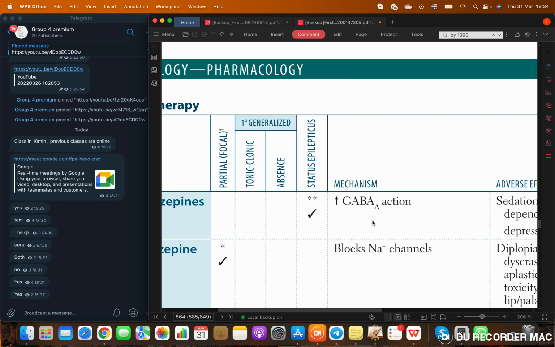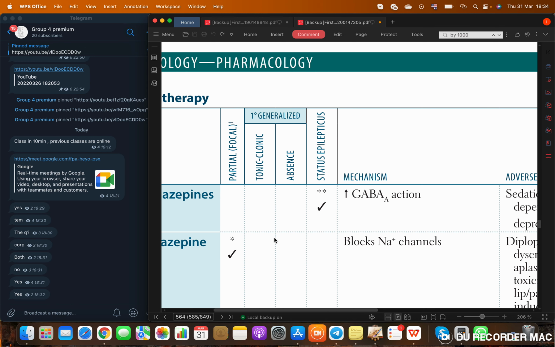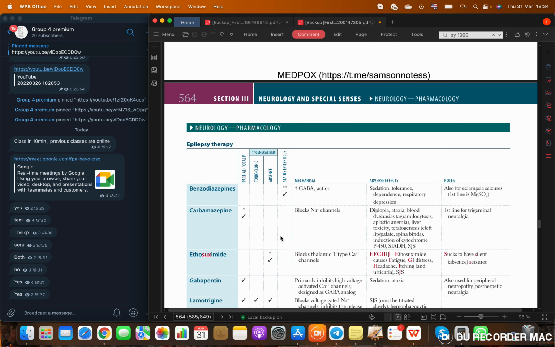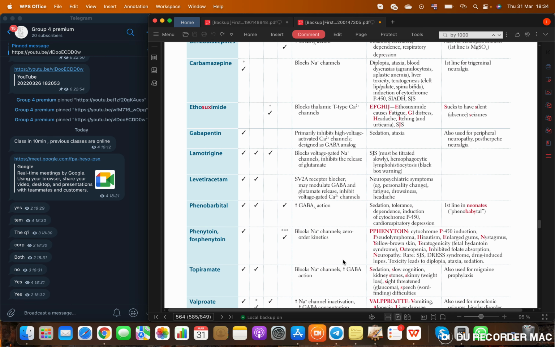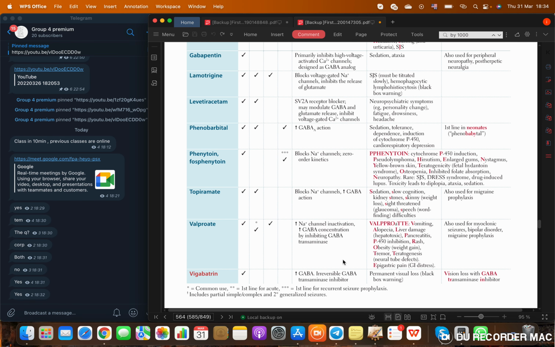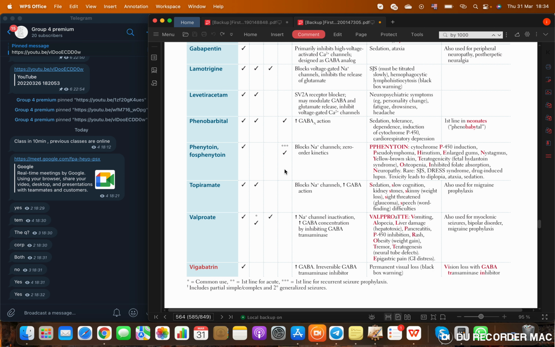Status epilepticus is a seizure that lasts more than 5 minutes. Okay? So what's the big deal? What should I do if it lasts more than 5 minutes? Benzodiazepines you should give. What if that will not stop it? Give phenytoin. What if that will not stop it? Give benzodiazepines again. What if that will not stop it? Give phenytoin again. What if that will not stop it?